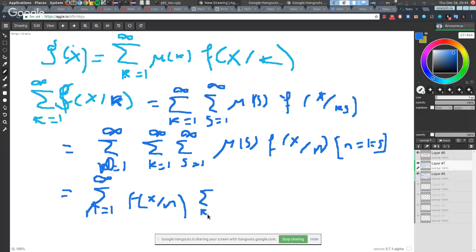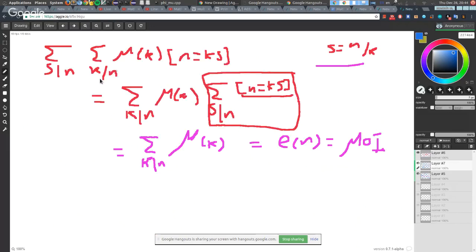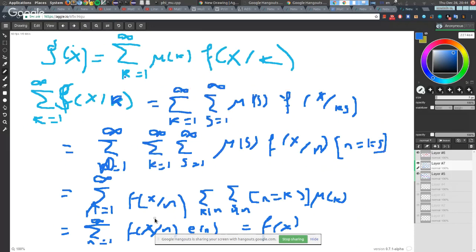And here the k will go also through the divisors of n. So n equal ks, mu of k, which we know is equal to the sum over n from 1 to infinity of f of x over n times e of n, which is equal to f of x. So this jump here from this to this, we already proved it in this slide, in this part. So this proved the other side of the equation.